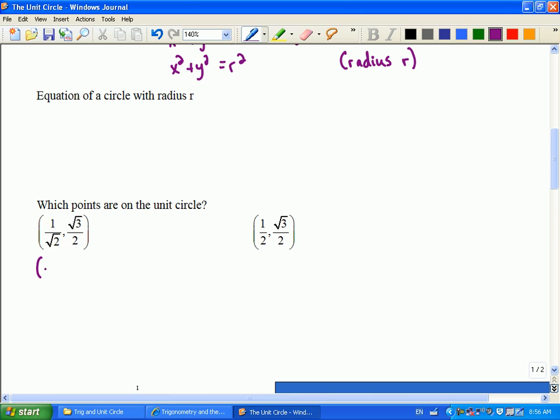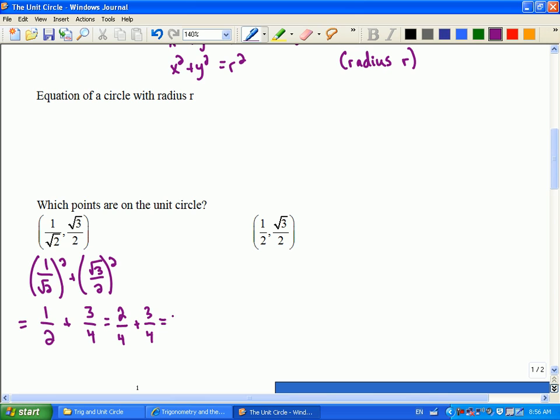So here's, for example, the first one, if I went 1 over root 2 squared plus root 3 over 2 squared, that's 1/2 plus 3/4. So 2/4 plus 3/4 is close, but not on the unit circle, because 5 over 4 is not 1. We were looking for 1. Right? Okay, you try the second one.